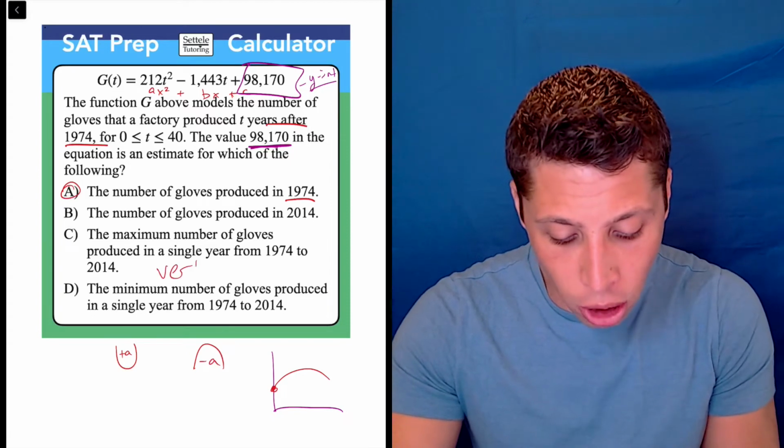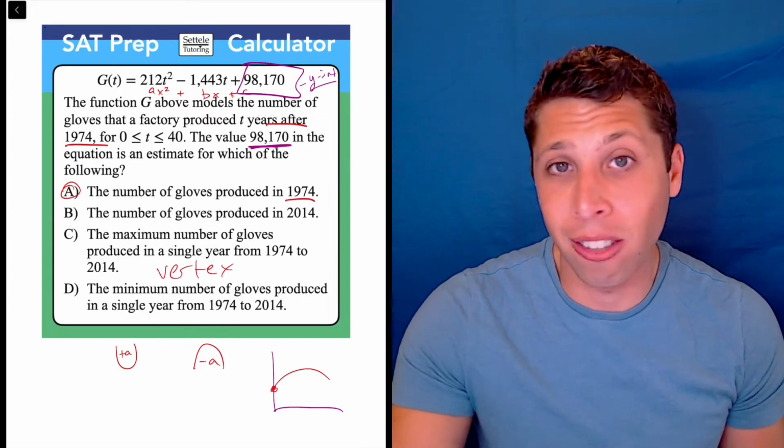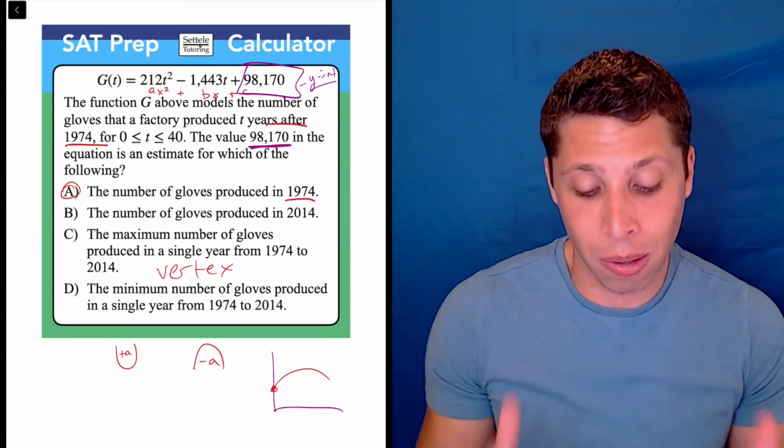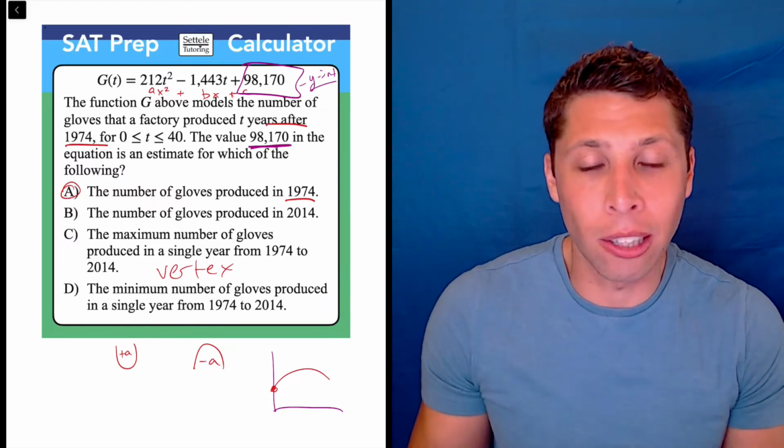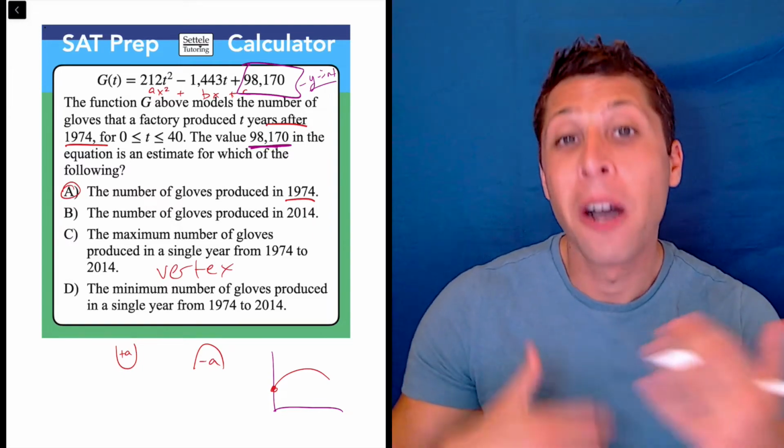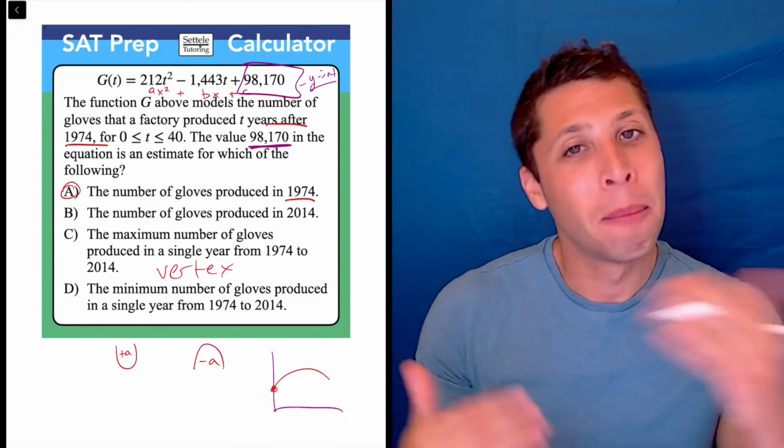C and D are kind of talking about vertex in their own way, but that's just not the vertex form of the equation. So in this version, we're not really learning anything about maximums or minimums. We could rearrange the equation to do that, but then the numbers would change.